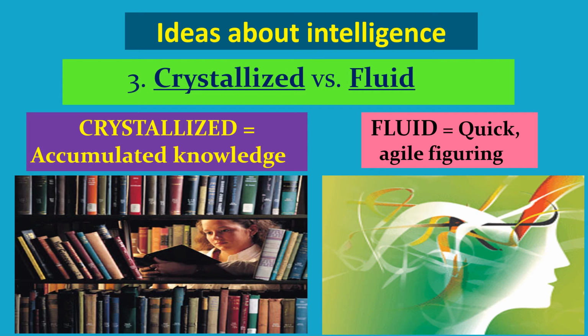Here's a third important idea about intelligence, the idea of crystallized intelligence versus fluid intelligence. Crystallized intelligence, kind of like building up crystals in your head, means that you've accumulated knowledge. This is what most people would call book smarts, that you just know a lot of stuff. Then, on the other hand, there's what's called fluid intelligence. This means a person's ability to think really quickly and to think agilely and to think well, to figure out stuff. So that's different than accumulated knowledge. So there's accumulated knowledge we call crystallized intelligence, and then there's ability to think and figure things out. That's called fluid intelligence.